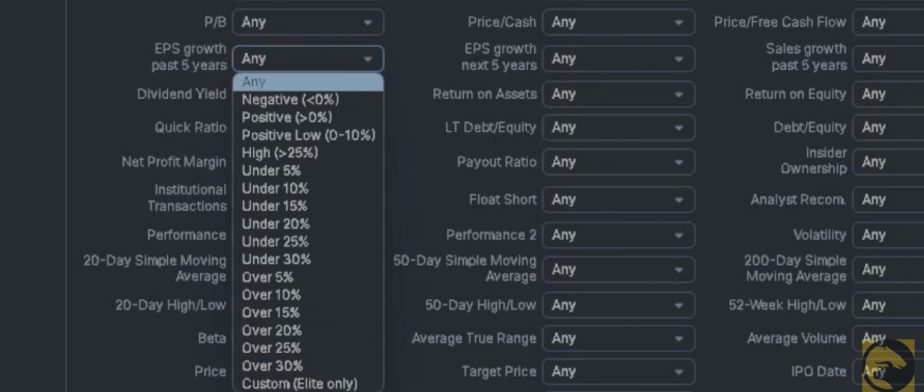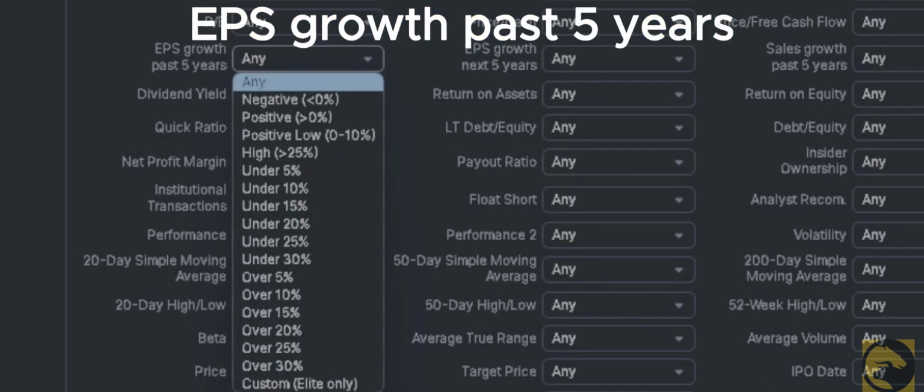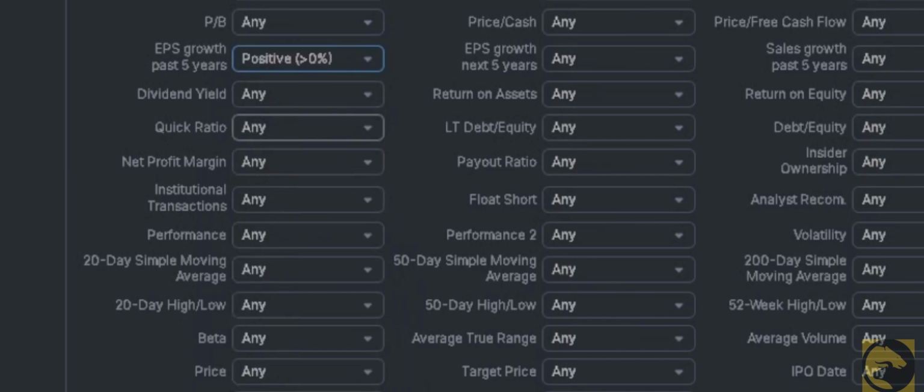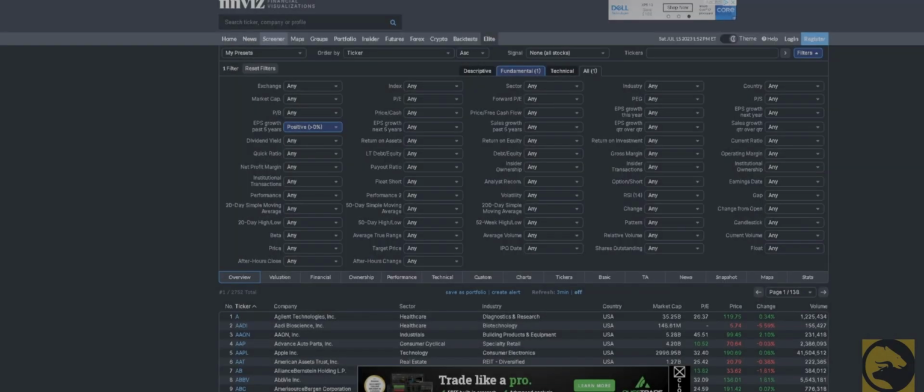I want the EPS in 5 years. So on the Finviz screener, set the EPS growth past 5 years parameter to positive. So we want to basically choose the companies that are positive for the past 5 years. That way we weed out any others that are losing or not making money from the past 5 years.